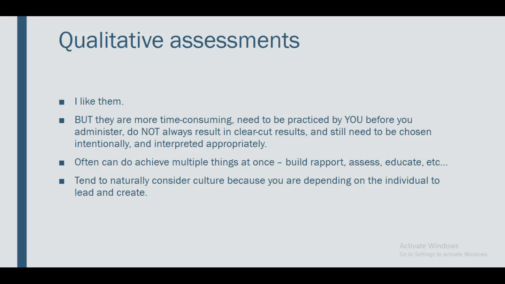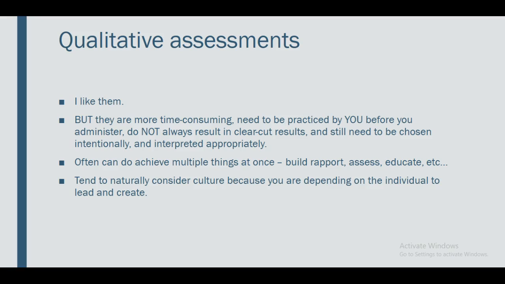Qualitative assessments, I like them. They're my favorite. They're my go-to. But they are more time consuming. They need to be practiced by you before you administer them. So you don't just want to be like, hey, I'm going to try this. I'm going to try to do a timeline with this person without practicing it, or at least trying to do it yourself.